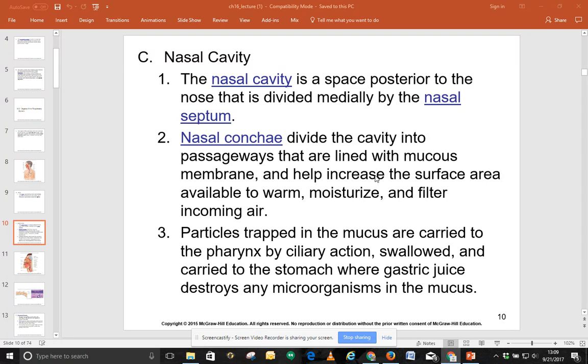Now, this is what's going to primarily sometimes get irritated when you have a lot of particles, and your body may reject some of the air coming in, and it'll cause you to sneeze. It's just one mechanism. Those particles are trapped in the mucus or carried to the pharynx by ciliary action. We've talked about that before, like the little brushing motion that occurs within the cilia. That's moved to the back of your mouth. You eventually swallow it. It's carried to the stomach. Gastric juice eats up most of anything that's brought to it, and any microorganisms in the mucus. So that's primarily how we clean the air that we are breathing in.